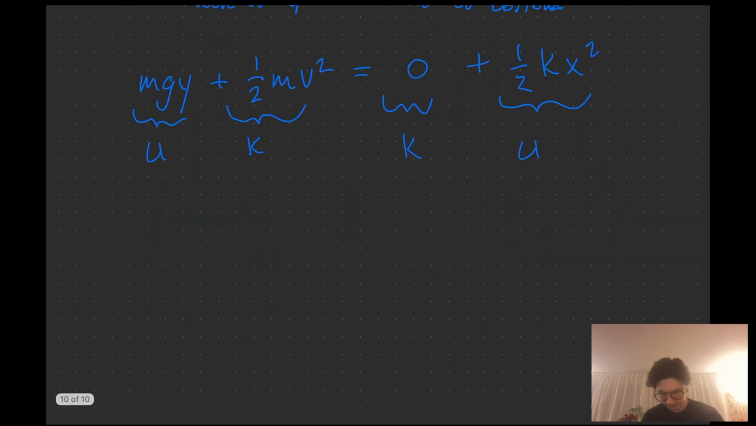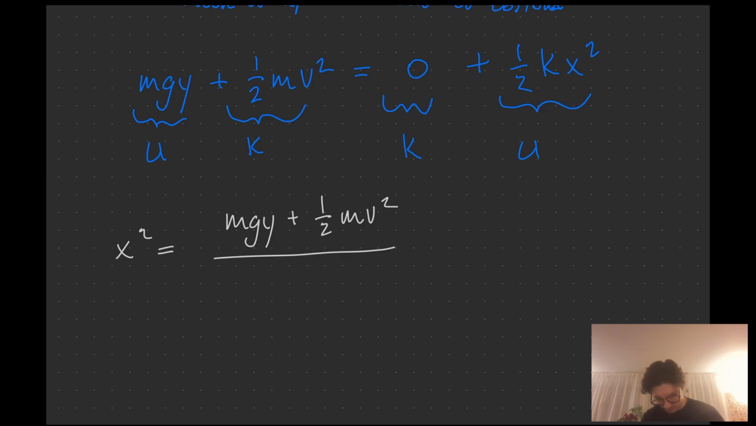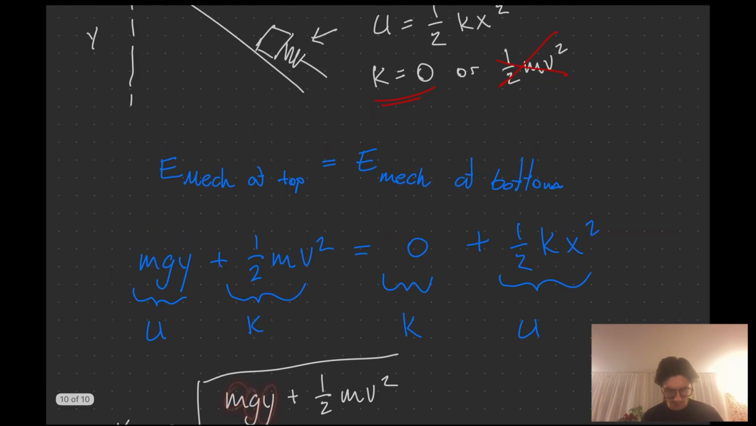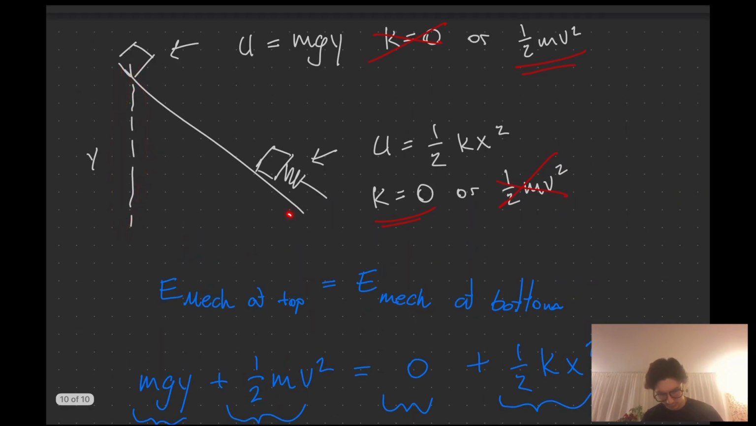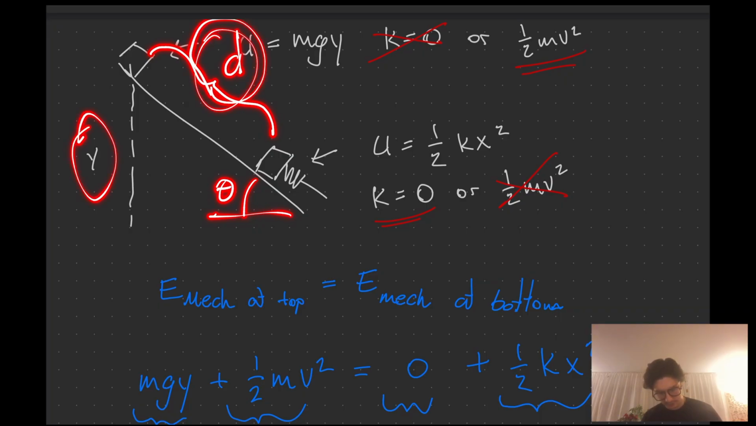See what we get. So if I isolate for x squared, I have mgy plus 1/2 mv squared, and then I divide by 1/2 k. And then I can square root this entire thing to remove this square. And what do we have here? We have m, we have g, we don't have y. So I have to find y in terms of everything else. But here I have a theta, and here I know I have a distance. So I think I can do some SOHCAHTOA and find y in terms of d and theta.